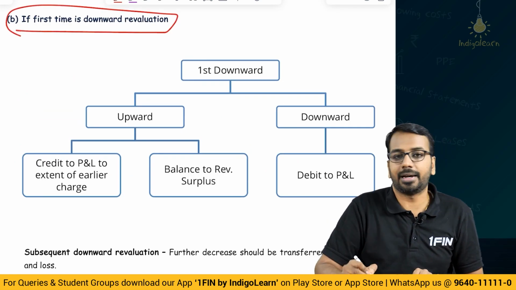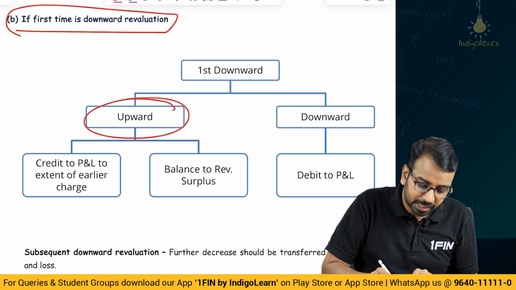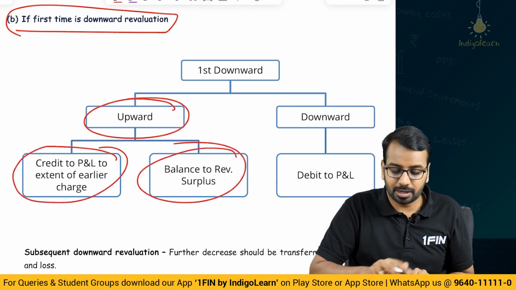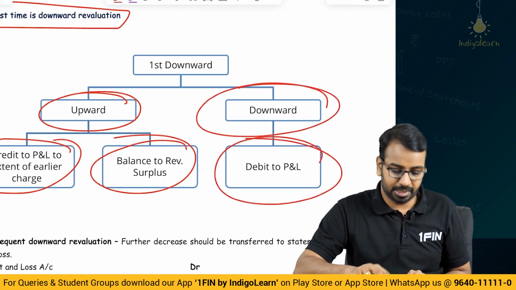If first time it is a downward revaluation, initially it was downward, subsequently it is upward, then whatever we had charged to P&L, to that extent we can credit to P&L and balance to revaluation surplus. Subsequently if it is downward, then the amount will be debited to P&L.